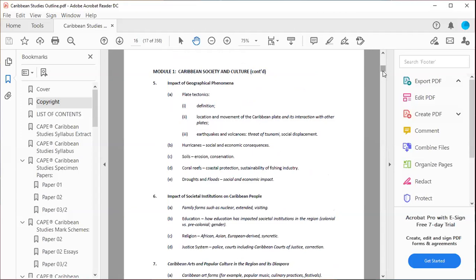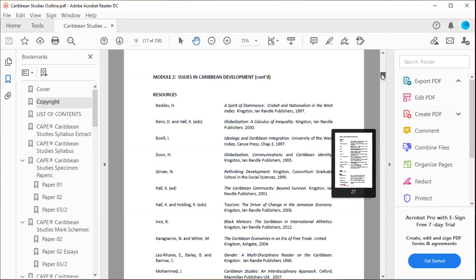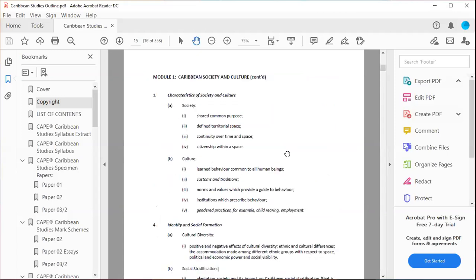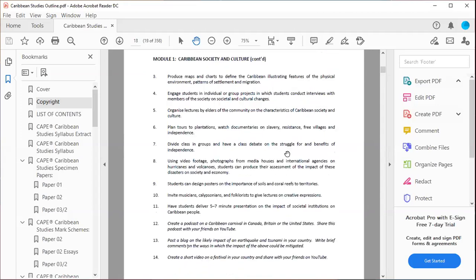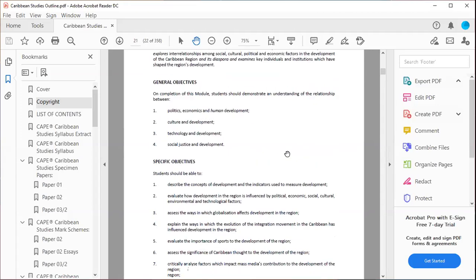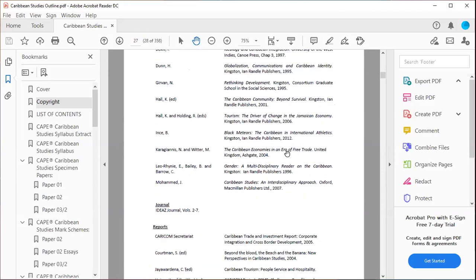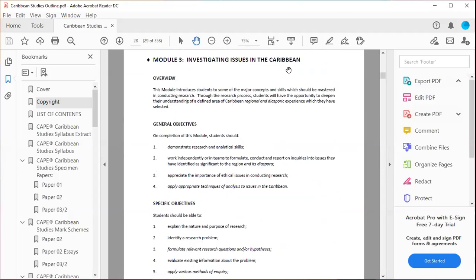Now, what I want to tell you is that in class we are doing module 1. In the common hour, we are doing module 3. The first thing we looked at this morning in the common hour for module 3 was to explain the nature and purpose of research. What is research? Why do we do research? What are the purposes?